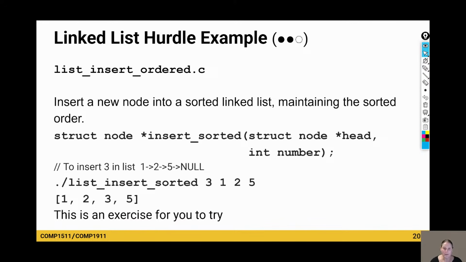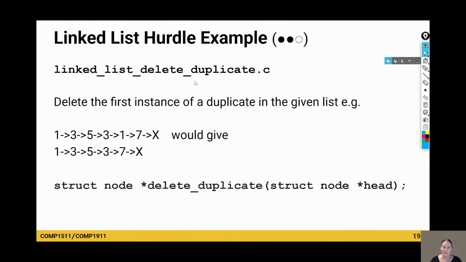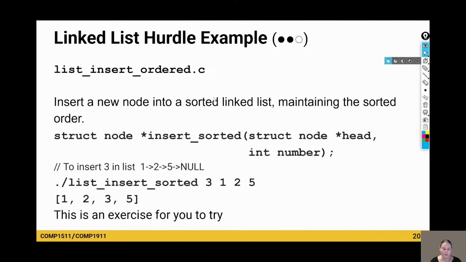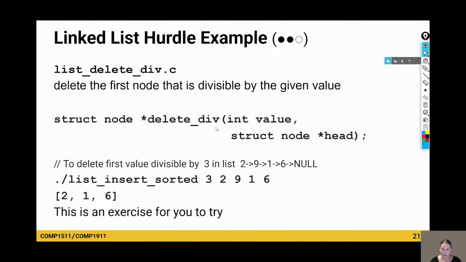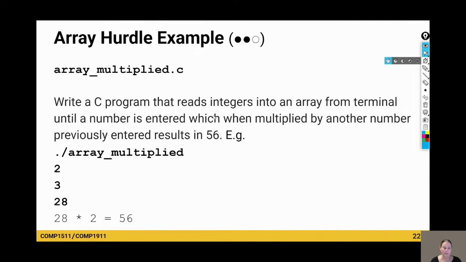Okay, welcome back from the break. So the winner of the poll was array 2 hurdle followed by revision Kahoot. So we'll definitely do the 2 array hurdle, and we'll see if we've got time for the revision Kahoot as well. We'll see how we go. There's a few more linked list hurdle examples you can try for yourself. Let's have a look at this one.